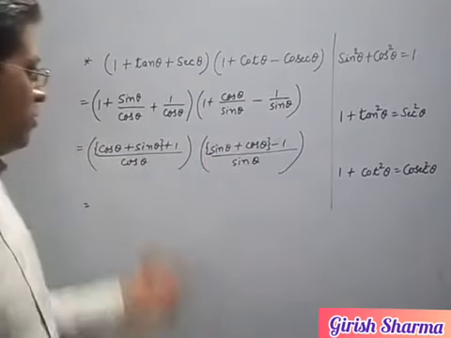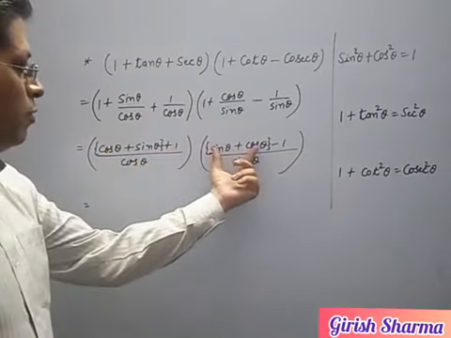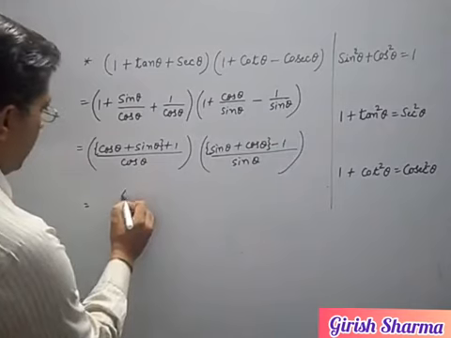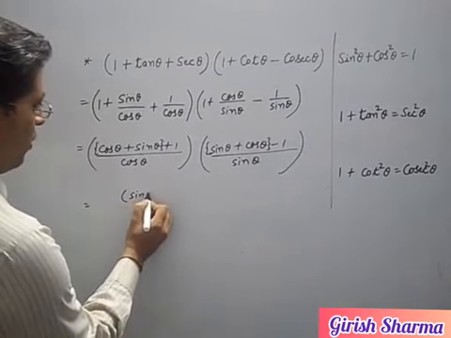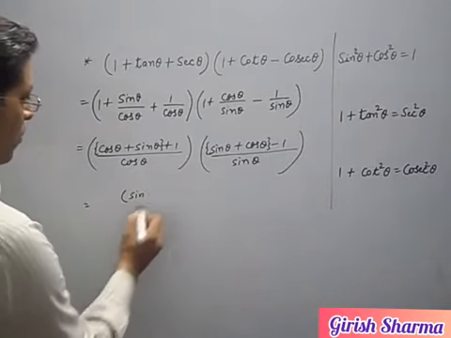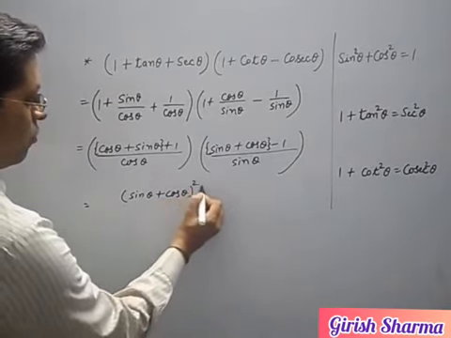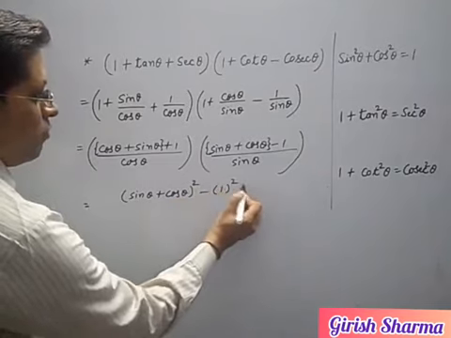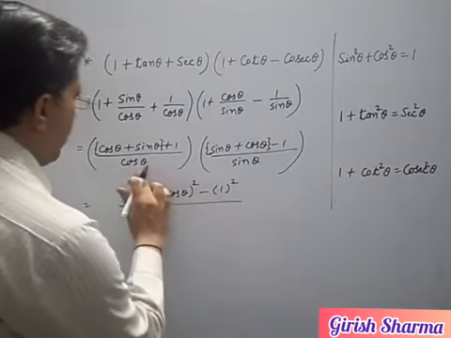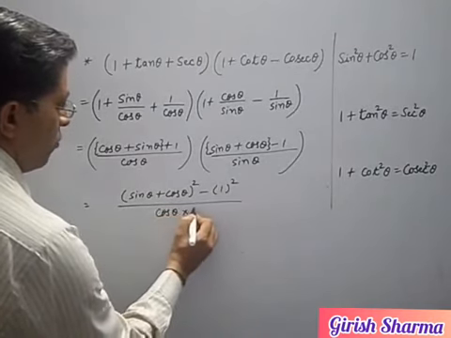Can I write like this? This is just like A plus B into A minus B. A plus B into A minus B is A square minus B square. Okay, A is what? Sin theta plus cos theta whole square minus 1 square. This is A square minus B square. And down here is multiplication only. This is cos theta into sin theta.